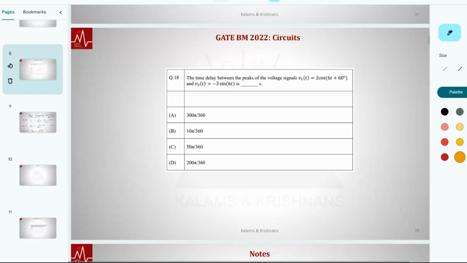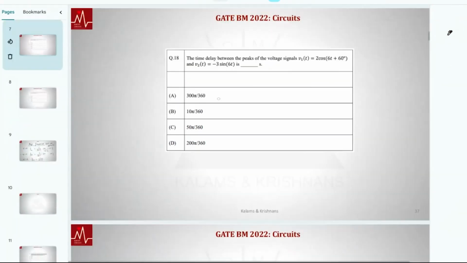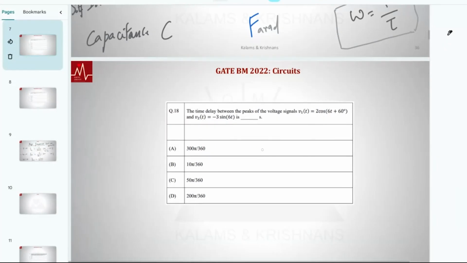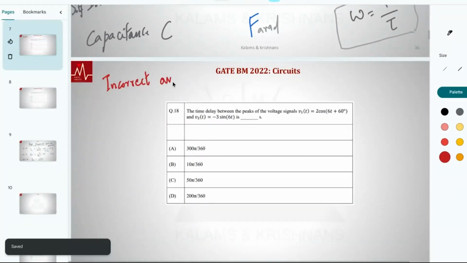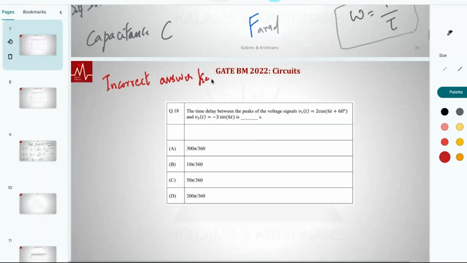Okay, the time delay between peaks of the voltage signal V1 of t equals cos 6t. Conventionally this notation is used, but there is a problem here. I'll tell you what the problem is. There are many problems with this particular GATE question. One is that the official answer key is incorrect. They make a lot of mistakes actually. I thought they were trying to set a trap. No, they have made a mistake. I'll show you what that mistake is.